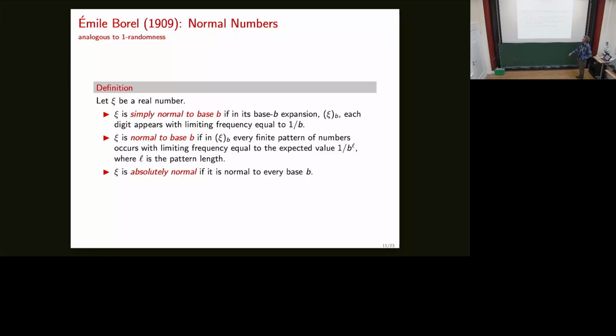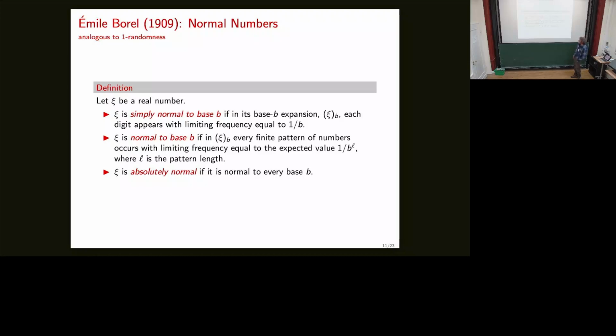Okay, so let C be a real number. C is simply normal to base B if in its base B expansion, which I'm writing as C sub B, each digit occurs with limiting frequency equal to 1 over B. So that's simple normality. So the real number 0.101010 ad infinitum is simply normal in base 2, because each digit occurs asymptotically with frequency 1/2.